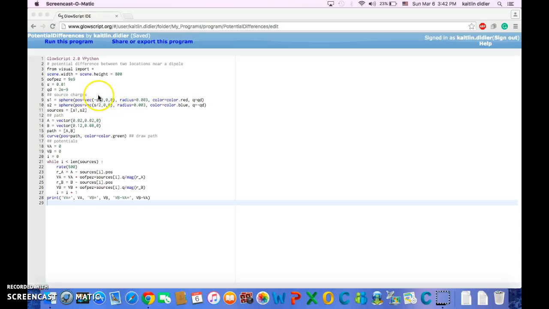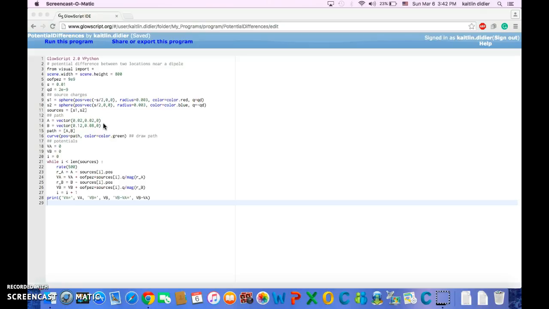and the only difference is that in the X direction, the positive red source charge is in the negative S/2 direction, and the S2 source charge, which actually has a negative charge, it's the blue one, is going in the positive S/2 X direction. So the sources are S1 and S2 that we just defined. So now we have to define the path.